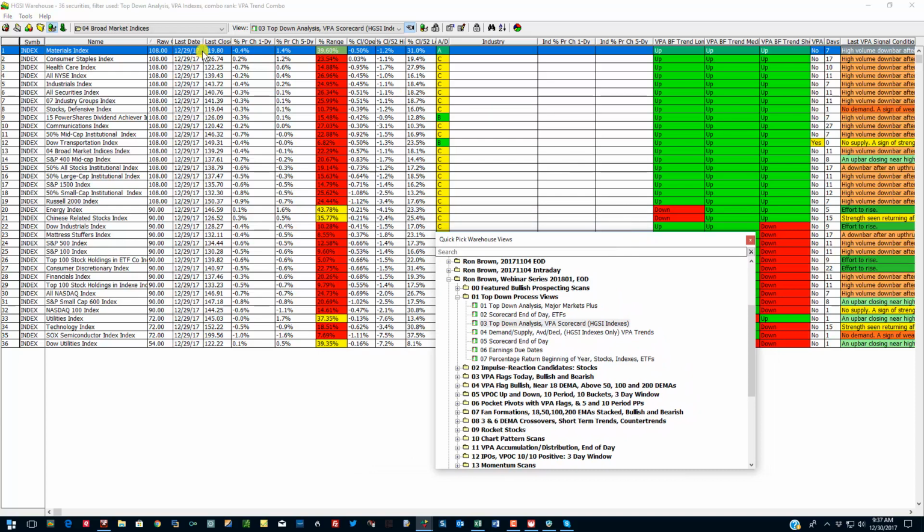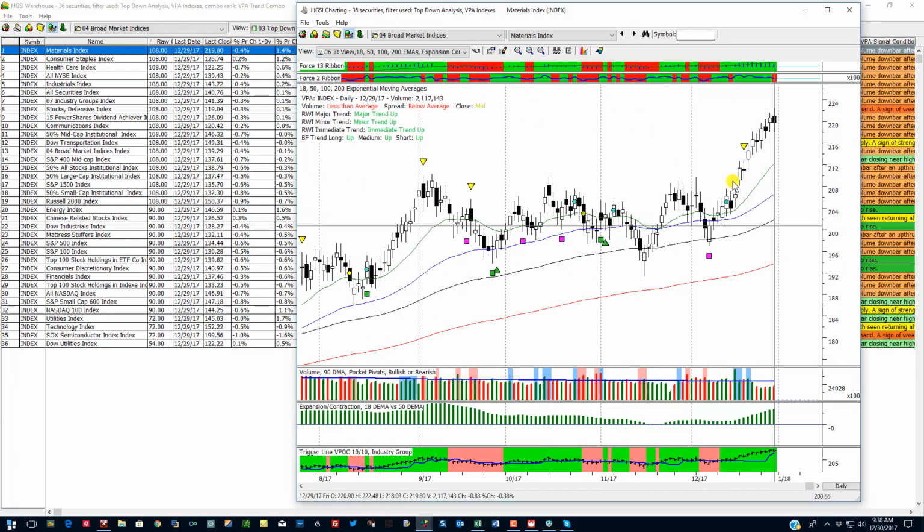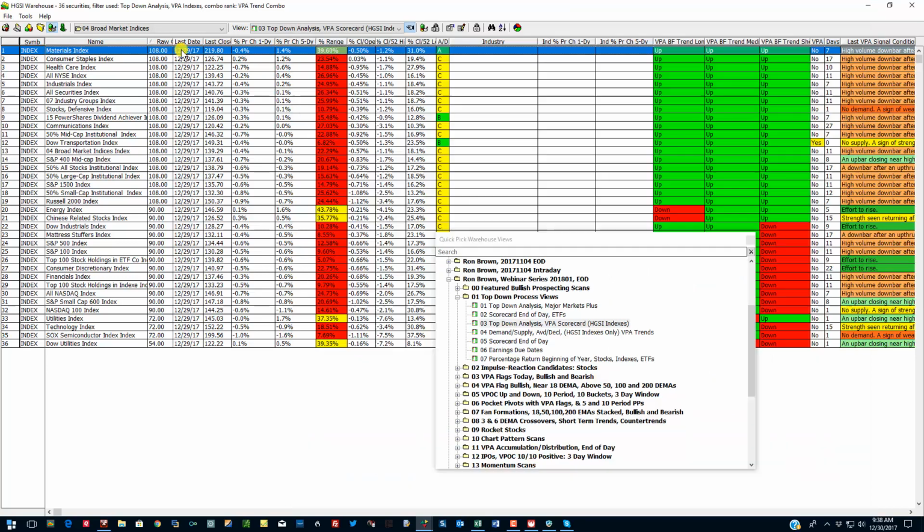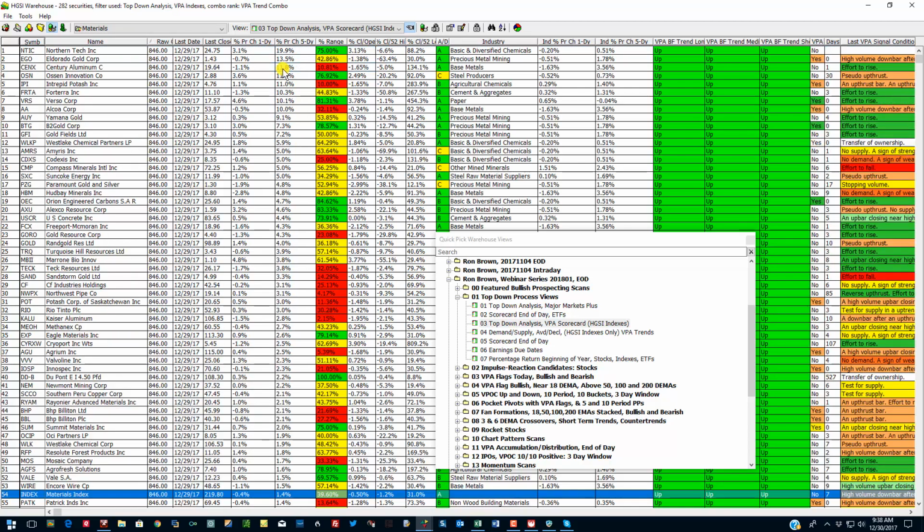So the materials index, you can see that it's very strong. You can see the long, medium, and short trends are all up over the past 5 days. It's moved up sharply. Now you notice that these are empty here, but from this level I can change to the index group.